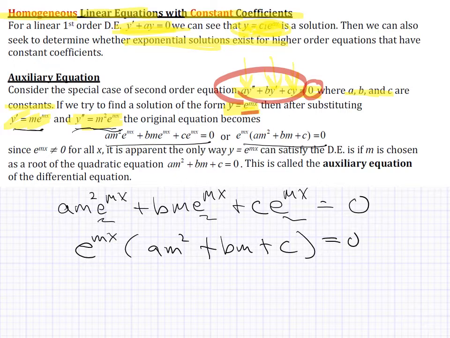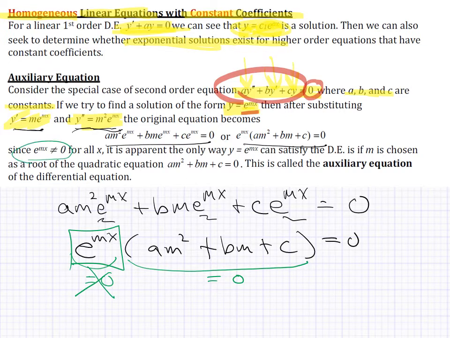Now, a couple of things we know here. This is two expressions multiplied together equal to 0. We can invoke the zero product property, which says one of these has to equal 0. Not both, just one. When you have two things multiplied together equal to 0, one of them has to equal 0. Well, e to the mx never equals 0. It's an exponential function. Exponential functions don't ever equal 0. So that's out, for all x. So then that tells me that this has to equal 0.